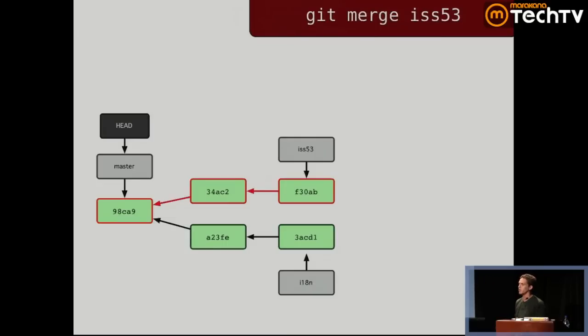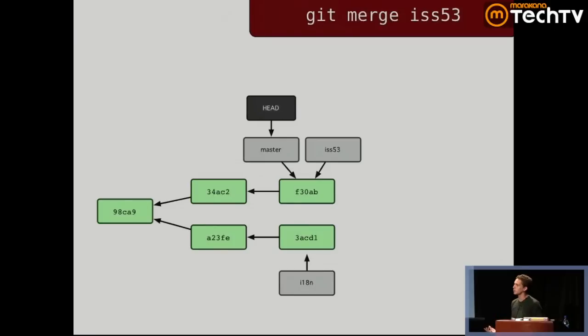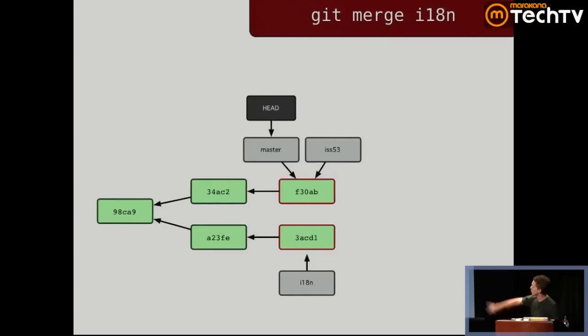It's not going to be any different. So what it does is the easiest possible thing, which is called a fast forward. It just takes that pointer and moves it up. It doesn't create any new data in the database because it doesn't need any new snapshots. Does that make sense?